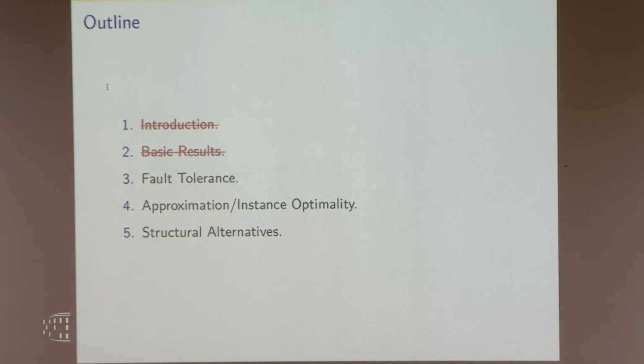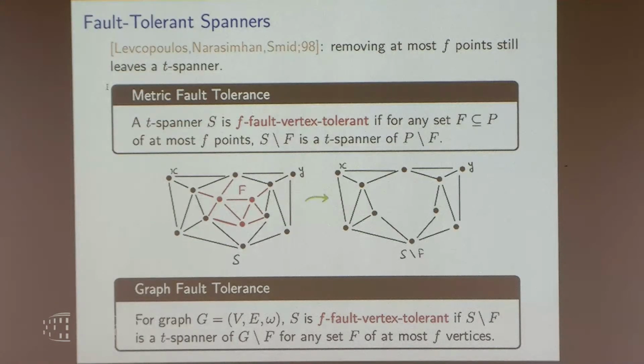Now, my favorite is fault tolerance. So what is up with fault tolerance? Basically, the idea is that we want to construct a spanner so that it remains a spanner after you remove a certain number of edges or vertices. You can think about a network where vertices might fail and no longer be functioning. Then you want to build a spanner so that even when these points or edges fail, you still have a good spanner afterward.